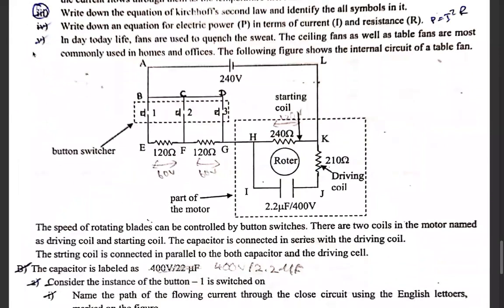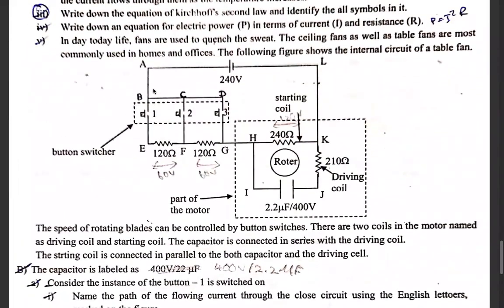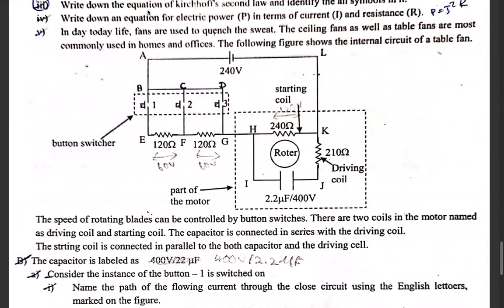Then you will have the confidence to face the other part. Right. In day-to-day life, fans are used to quench the sweat. The ceiling fans as well as table fans are most commonly used in homes and offices. The following figure shows the internal circuit of a table fan. So it looks a little complicated, but I hope we'll be able to manage.